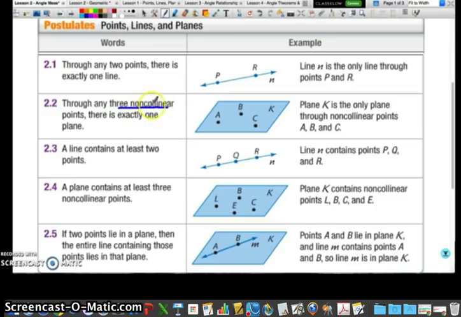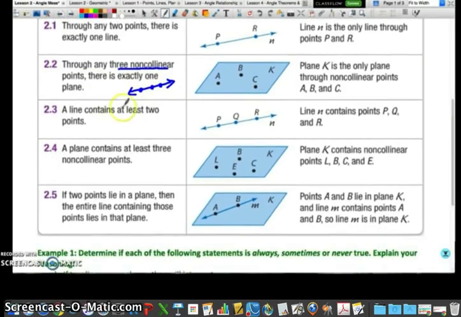Remember, non-collinear means that the 3 points must not be on the same line. If, of course, we had 3 points that were on the same line, this is not enough to define a plane because it only has 1 direction or 1 dimension, and of course for a plane we need 2.